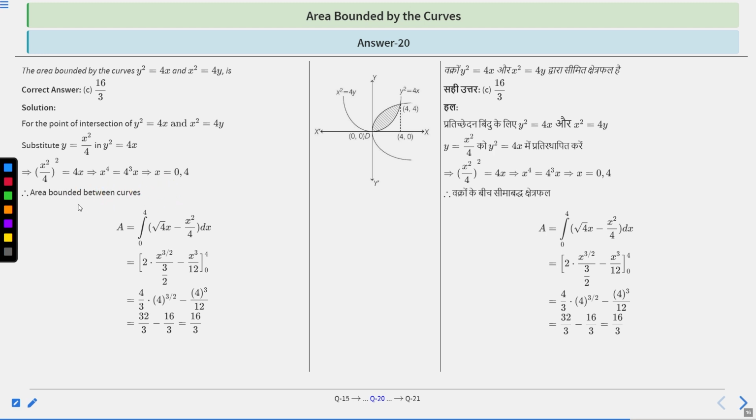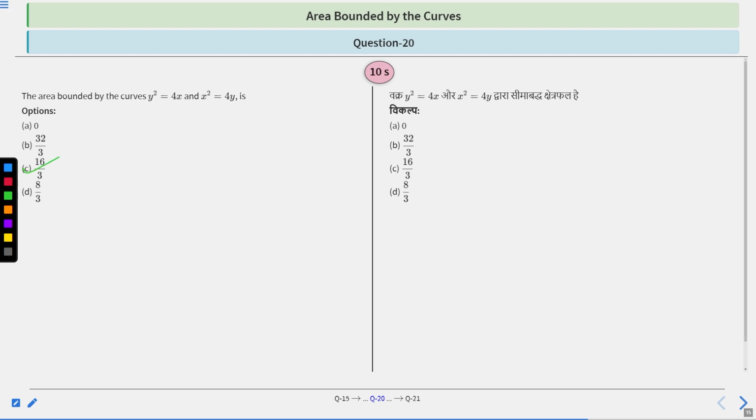Therefore, the area bounded by the curves is the integral from 0 to 4 of (root 4x minus x square by 4) dx. After integrating, we will get 2 into x power 3 by 2 upon 3 by 2 minus x cube upon 12. Limit is from 0 to 4. Therefore, 4 by 3 into 4 to the power 3 by 2 minus 4 cube upon 12, which is equal to 32 by 3 minus 16 by 3. Clear? So the answer will be 16 by 3. 16 by 3 is the right choice. Got it? Option C is right. 16 by 3. Got it?